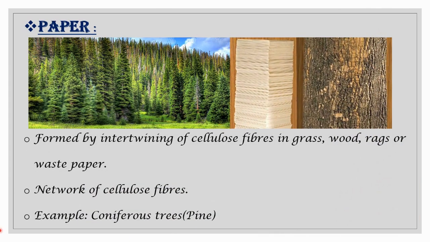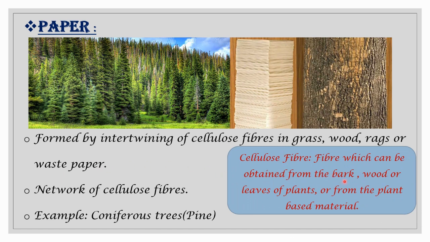Now students, we will learn about paper. Paper is formed by the intertwining of cellulose fibers in grass, wood, rags or waste paper. Now what is cellulose fiber? It is a fiber which can be obtained from the bark, wood or leaves of plants or from the plant-based material. So we can say that paper is a type of network of cellulose fibers. Coniferous trees, for example pine, are generally used for the production of paper.